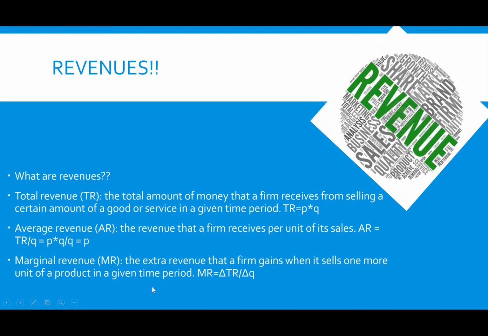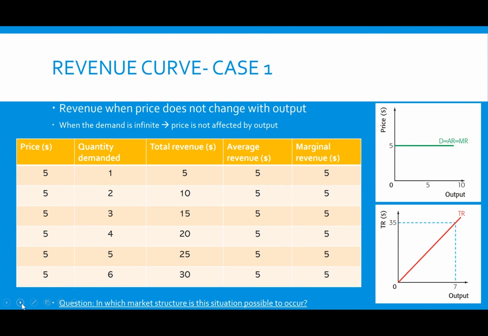Okay, let's see some examples. I am mainly presenting two different types of scenarios here. The first one is revenue when price does not change with output. This may sound unfamiliar, because it basically says your price won't change no matter how much you produce. So your demand won't change no matter how much you produce. The demand is therefore infinite here.